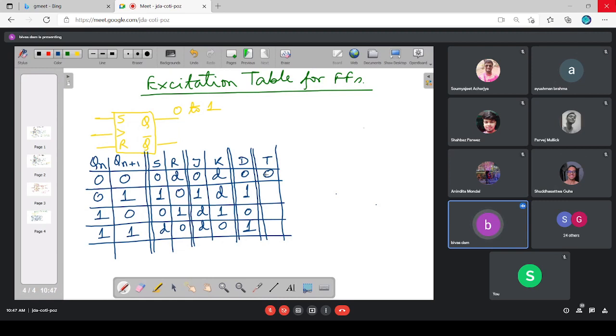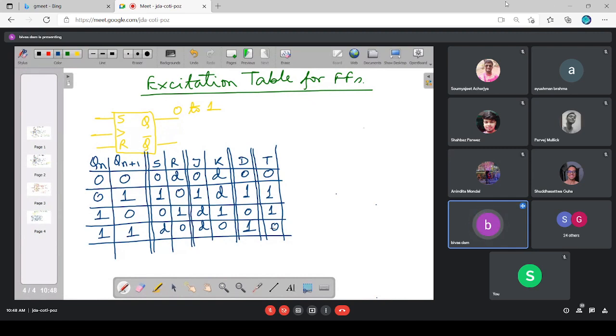The rest you can surely tell easily. 0 to 1? 1, because you do need toggling. 1 to 0? 1, because once again you need toggling. 1 to 1? 0, because there is no toggling required, only continuation of the previous state is required.